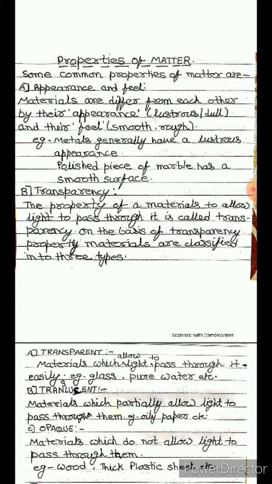For example, metals generally have a lustrous appearance. A polished piece of marble has a smooth surface.